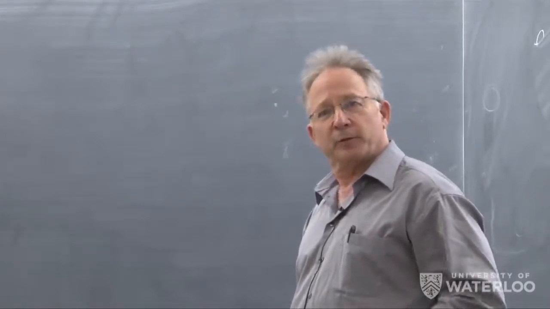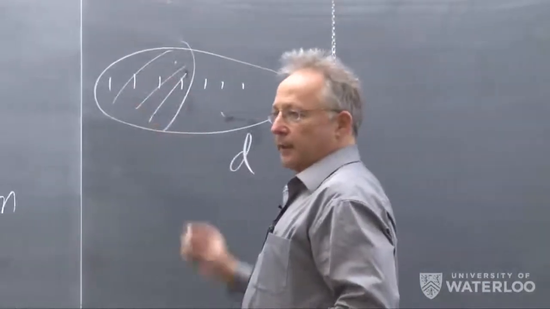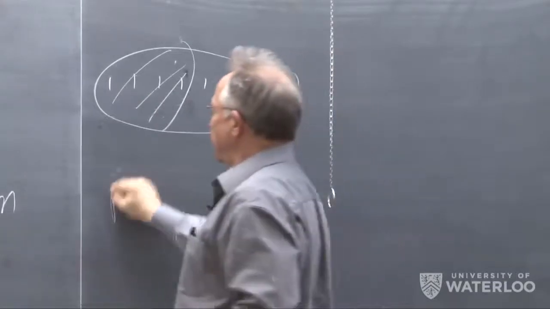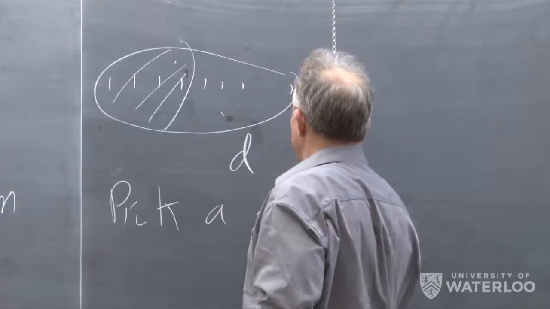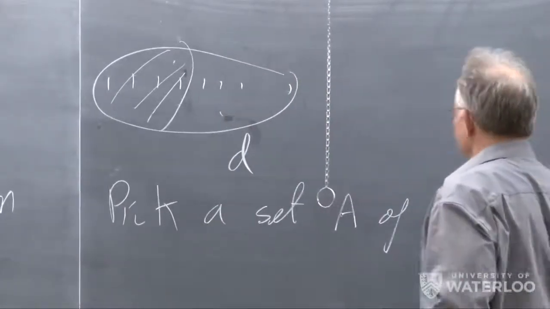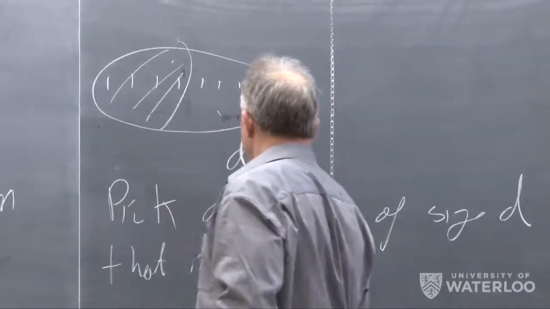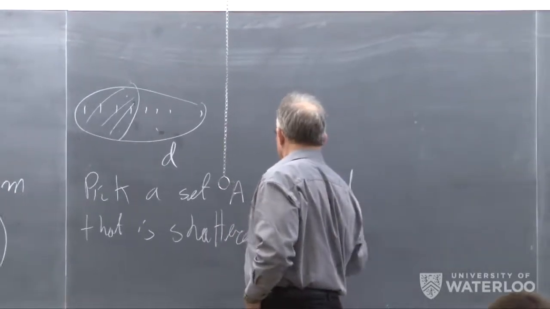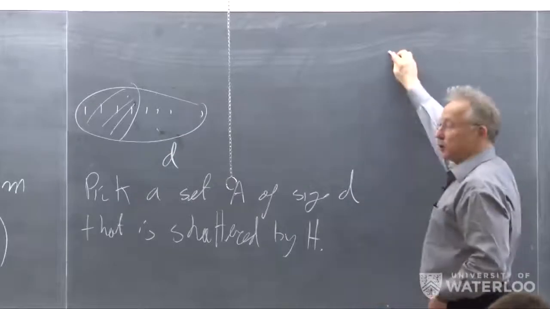The trick is going to be that I'm going to take those. So here is a shattered set. H has VC dimension d. I pick a shattered set. So again, pick a set A of size d that is shattered by H. So we start with the same thing. We pick a set A which is shattered.